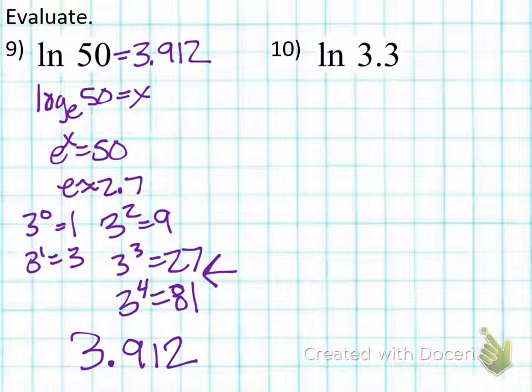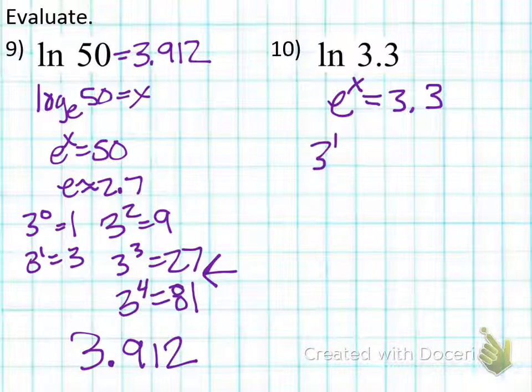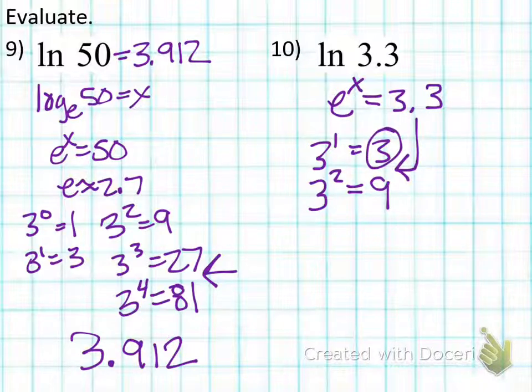Okay, now for this one, ln of 3.3, we would be looking at e to the x equal to 3.3. So you'd see this is going to happen somewhere between 1 and 2, right? Because 3 to the first power gives me 3, and 3 squared gives me 9. Again, e is not equal to 3, but it's about 3, so I can use this as an approximation. And then 3.3 is in here, but it's pretty close to this, so my answer is probably going to be pretty close to 1. And if you put this on your calculator, you'll see the answer you get is 1.194.